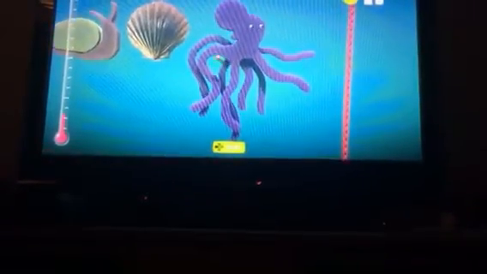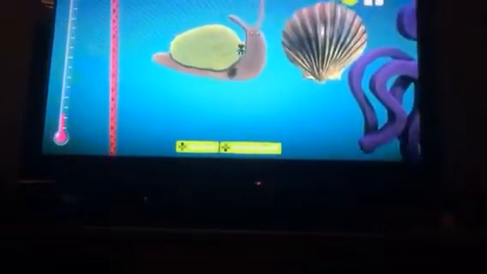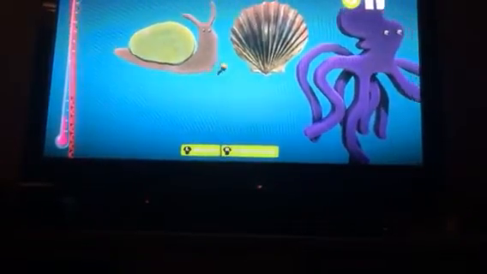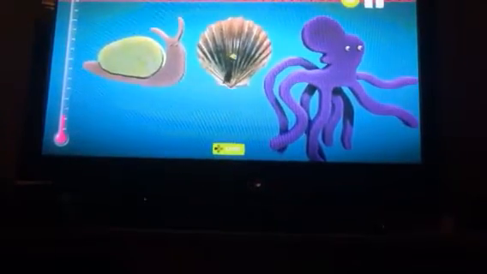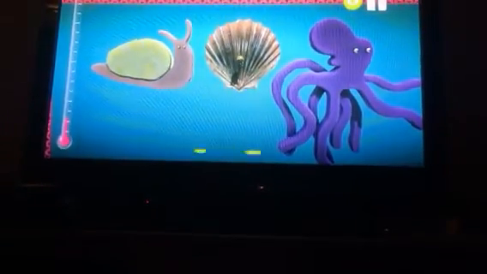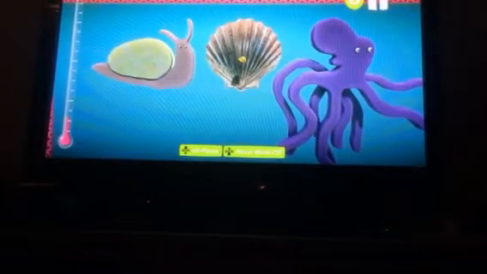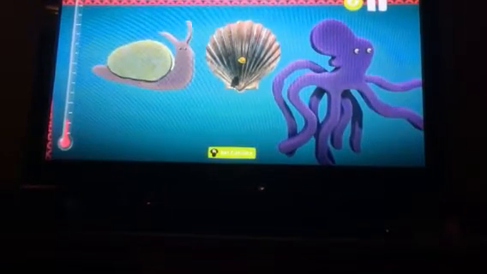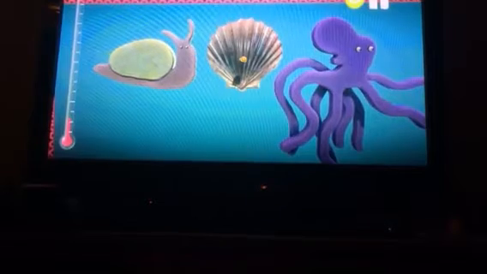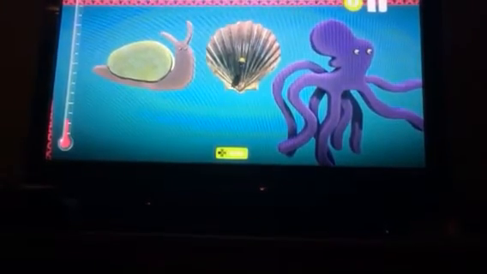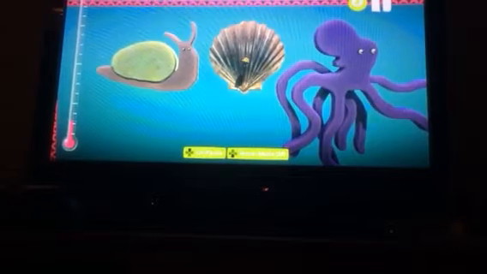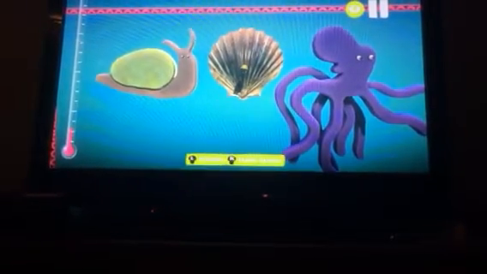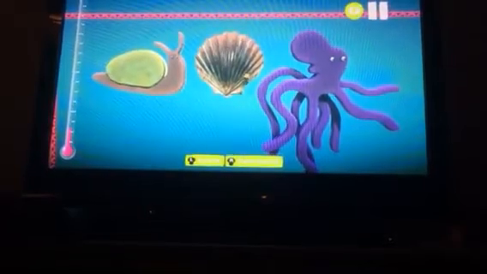their feet. So for the snail, it's this part down here that helps him move along. It's muscular contraction and everything. And then for this guy, it's obviously his tentacles. And then these guys, they don't really have anything that extends outward. They just kind of open and close and use movement to propel themselves through the water.